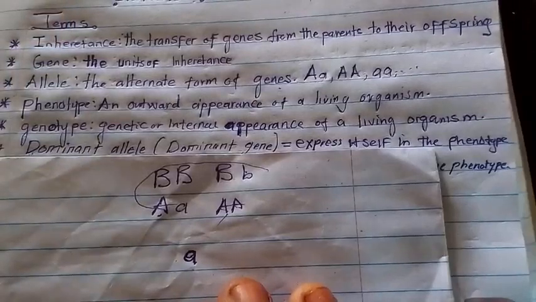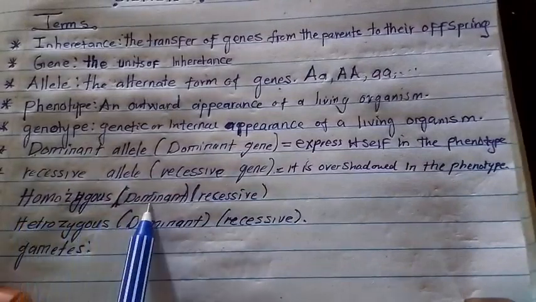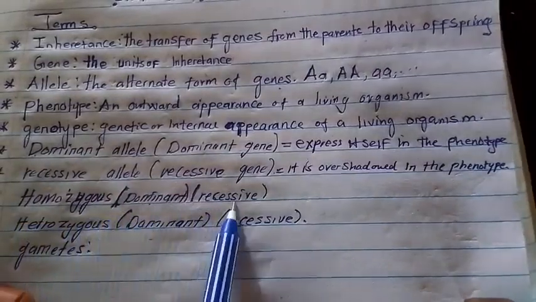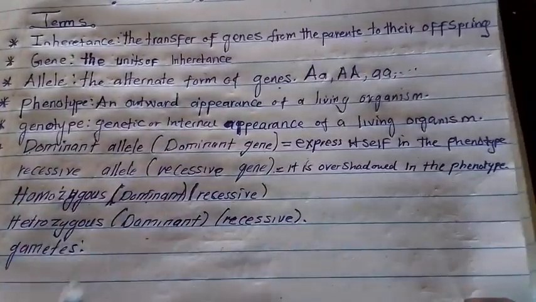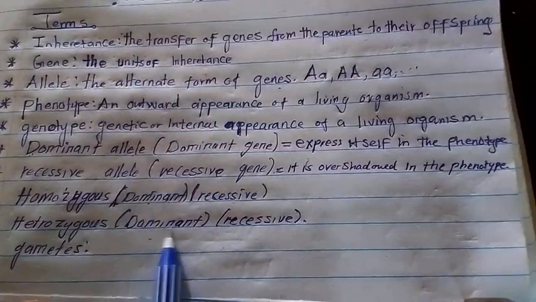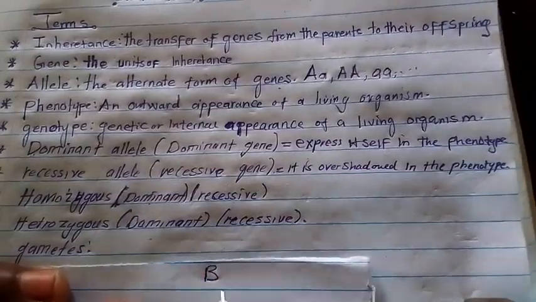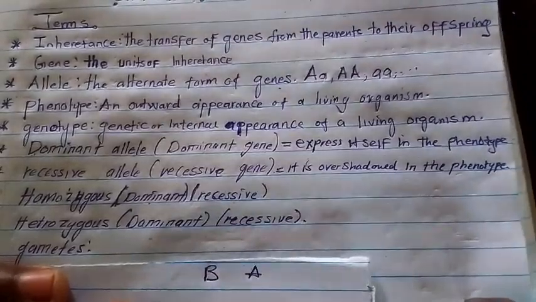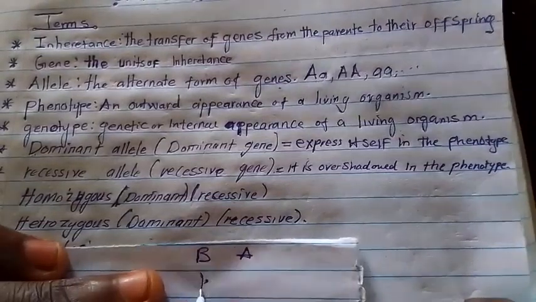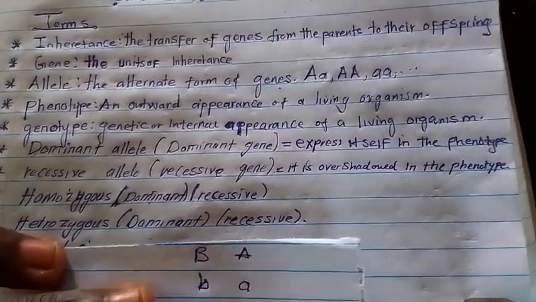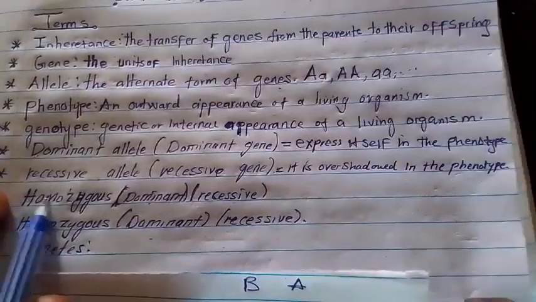So let's come to the homozygous dominant and also homozygous recessive. To bring you back, dominant alleles are represented by what? Capital letters, B or A and so on. And recessive alleles are represented by what? Small letters. We can just say small letter B or small letter A, like that. Now, since here we have homo, which means same, homo means what? Same.